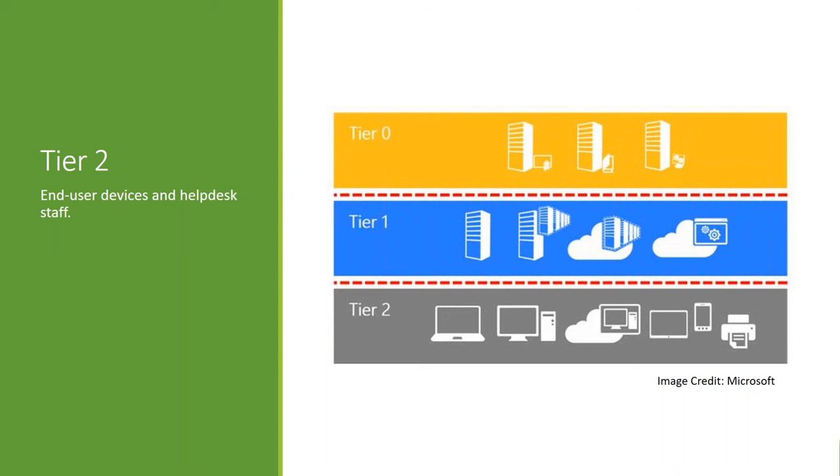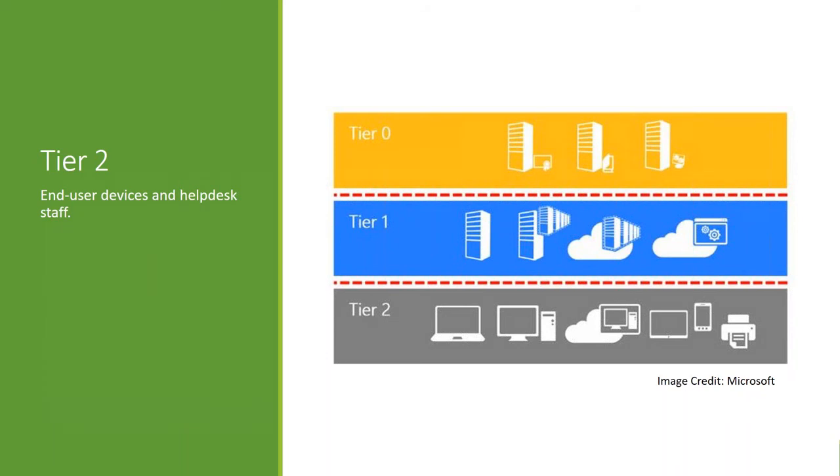So how is all of this achieved? How is all of this separation of administration achieved? I'll show you in a minute when we have a look at the demo at the OU structure that Microsoft propose that you use to achieve this, and it's all achieved basically through delegation of administration and through group policy.